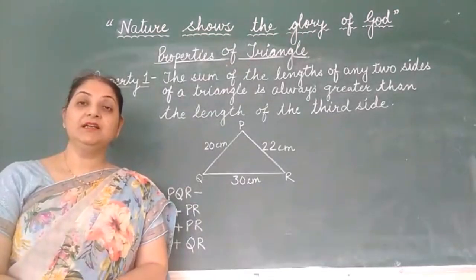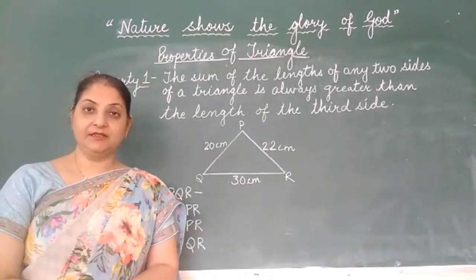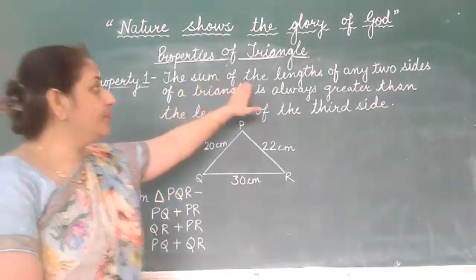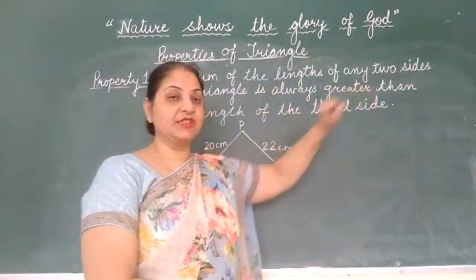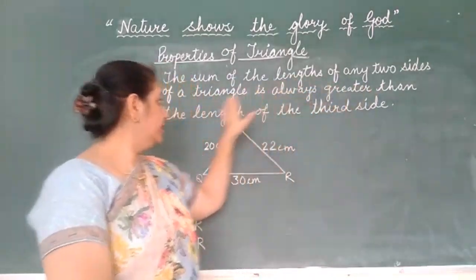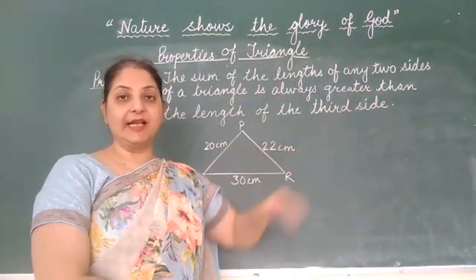Now let us learn the properties of a triangle. The first property of a triangle is that the sum of the lengths of any two sides of a triangle is always greater than the length of the third side.